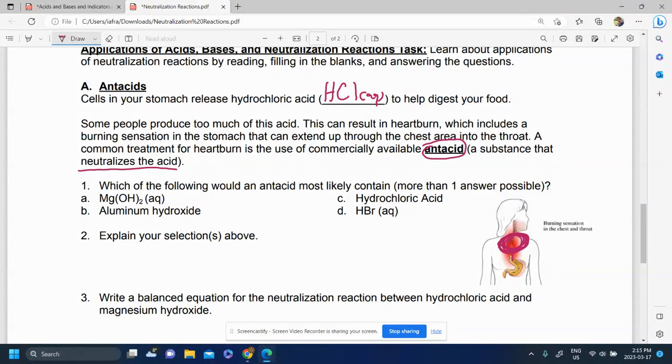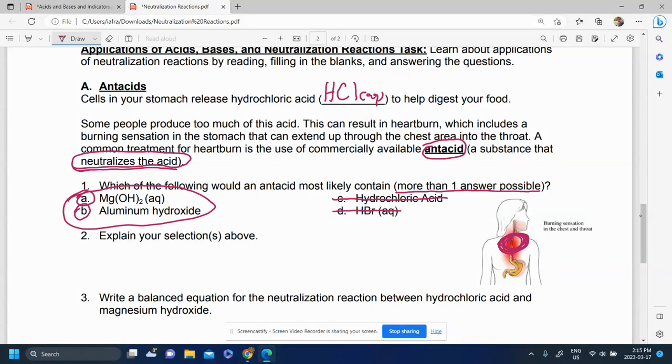We know that the purpose of an antacid is to neutralize an acid. Okay, great. So what neutralizes acids? Would it be more acid? Probably not. So I probably wouldn't use hydrochloric acid to neutralize hydrochloric acid. And I probably wouldn't use HBr either, because that's an acid, hydrobromic acid. So I probably want to use something more basic, something that contains hydroxide. So A would be good and B would be good. Here I put more than one answer as possible, okay? And so these are your two answers you want to select.